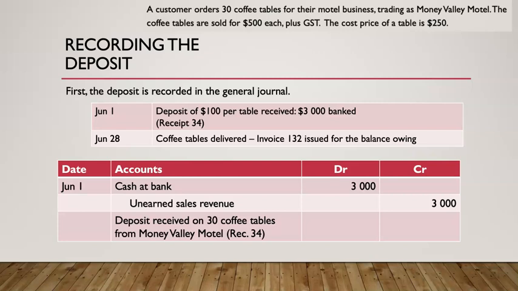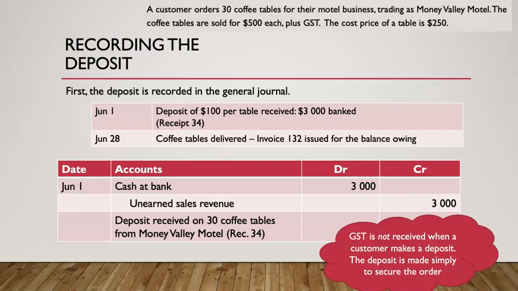So we think of what's happened to our elements. We have an asset going up and a liability going up. We have not made any profit yet, and we have not increased our owner's equity. Because assets up, liabilities up mean it balances. No GST because we know there is no GST in deposits. As we said, GST is not received when a customer makes a deposit. The deposit is simply made to secure the order.